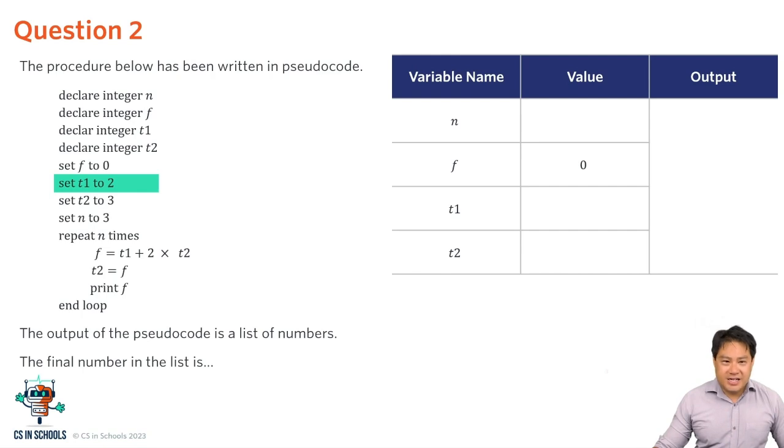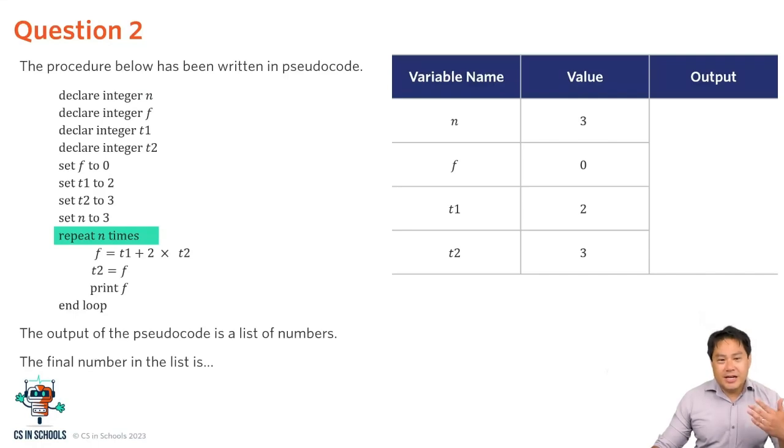Next line is setting t1 to 2. You can see there 2 has been assigned to t1. Assigning means taking the value and putting it into that variable. Setting t2 to 3. There's 3 next to t2. And then setting n to 3. And there's 3 next to n.